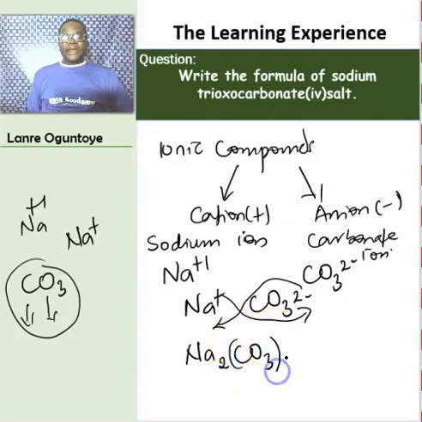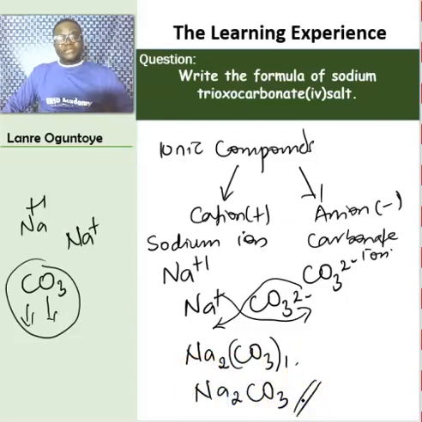So you have Na2CO3(1). Now because this is 1, you need not write 1. It is unitary, so you can cancel 1. I wrote it this way so that you'll be able to identify that if this was 2, that 2 will come here. So since it is 1, your final answer is Na2CO3. That is the final answer for the formula of sodium carbonate salt.